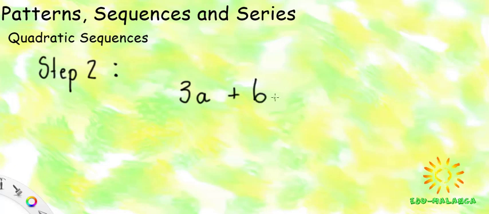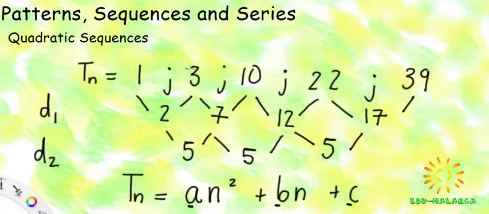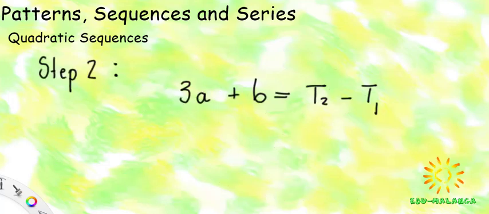The next step, we solve for b, which is called step 2. To solve for b, we use this formula: 3a plus b is equal to term 2 minus term 1. If we come back to this again, term 2 minus term 1 we solved for already. We said that's equal to 2. So let's just write down under here that this is equal to 2.